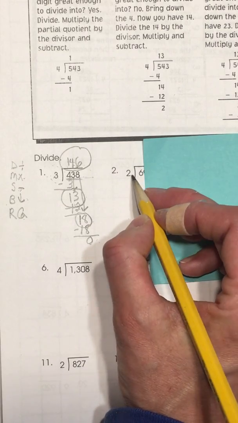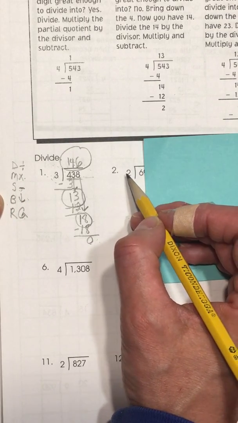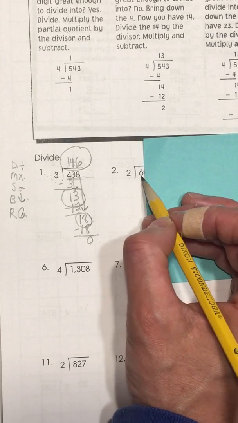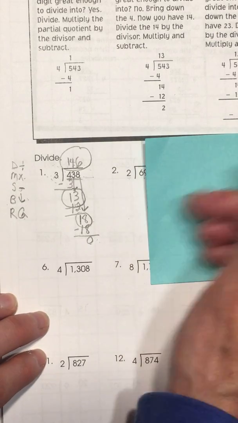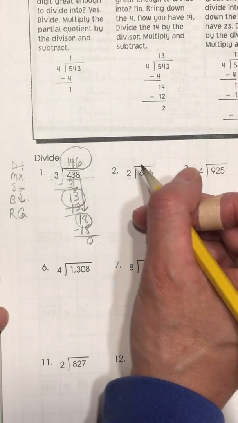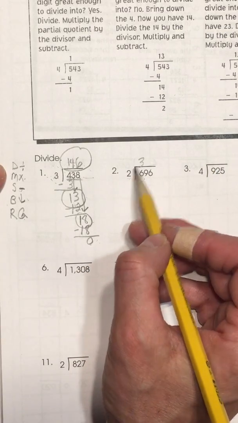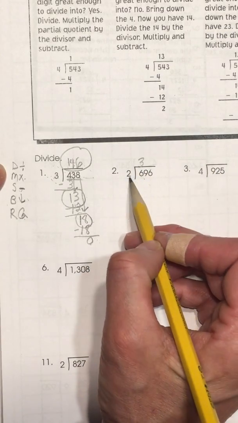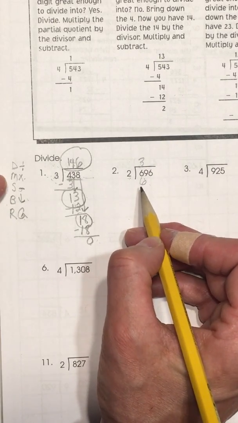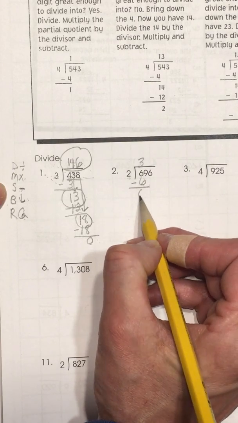So you ask yourself, I can still see my think track, so I don't need to rewrite it yet. Can 2 go into 6? Yes, 6 is bigger, so I know it can go inside of it. How many times can 2 go into 6 without going over? It is 3 times. So I divided. Now I'm going to multiply. 3 times 2 is 6. That's what I multiplied. Now I'm going to subtract. 6 takes away 6 is 0.